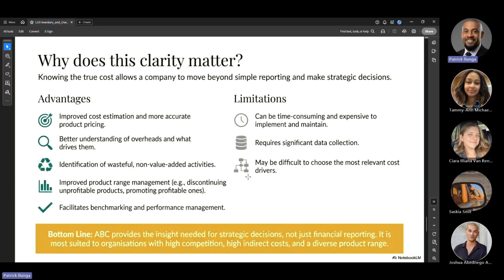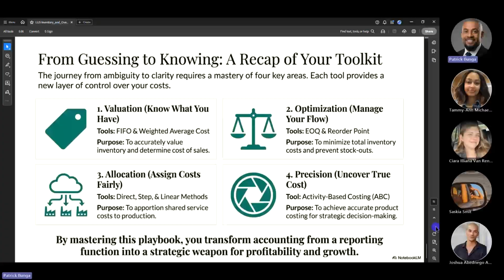But there are limitations. The limitations are quite obvious, right? It is more time consuming and expensive to implement and maintain. It requires significant data collection, of course, and it may be difficult to choose the most relevant cost driver. So it requires quite a little bit of reflection, and I come to this slide that we started with. You remember this slide?